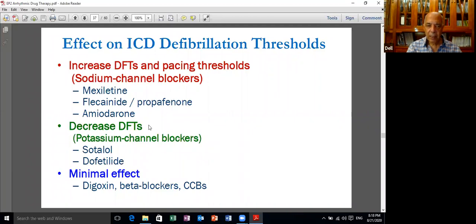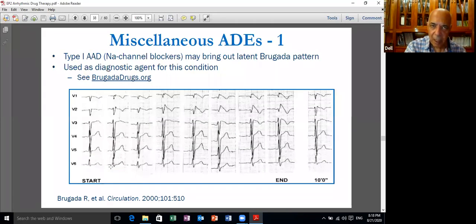And what decreases the defibrillation threshold is class 3 antiarrhythmic drugs except amiodarone. So class 1 and amiodarone increase the defibrillation threshold. Class 3 except amiodarone decreases the defibrillation threshold. Minimal effect is produced by digoxin, beta blockers, and calcium antagonists. Now, also, the antiarrhythmic drugs have some miscellaneous side effects that everyone should be aware of.